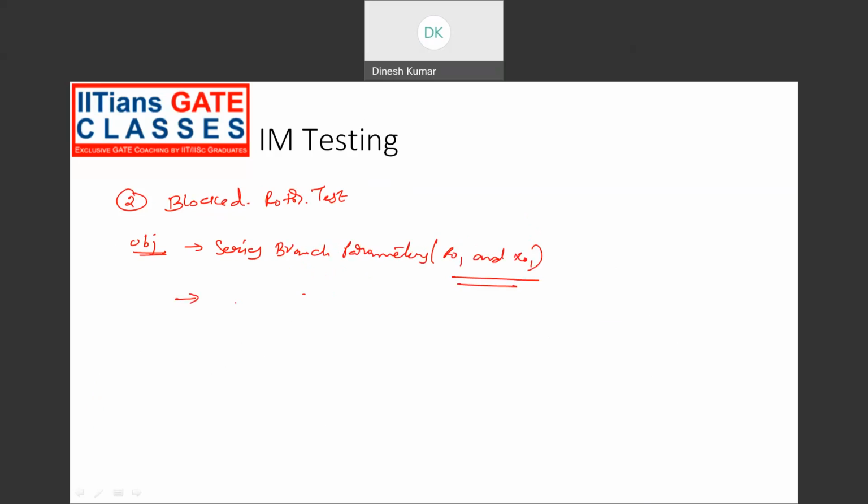And this test is also used to find out the full load copper loss. And this test is similar to the short circuit test on a transformer.